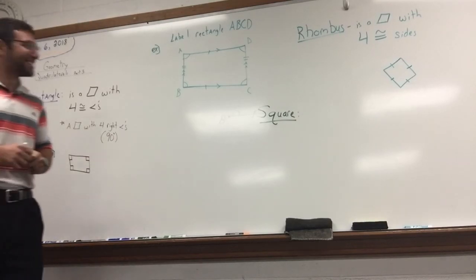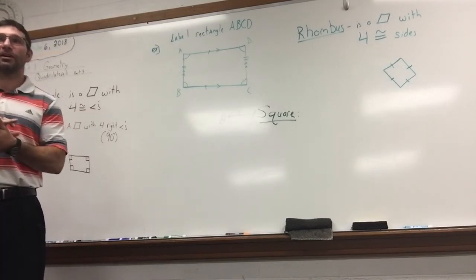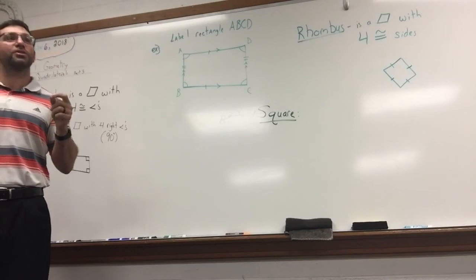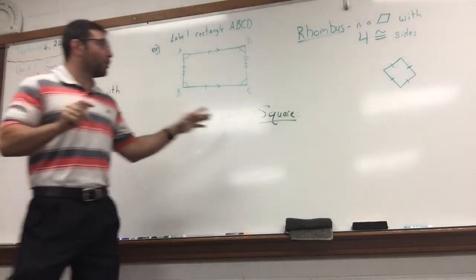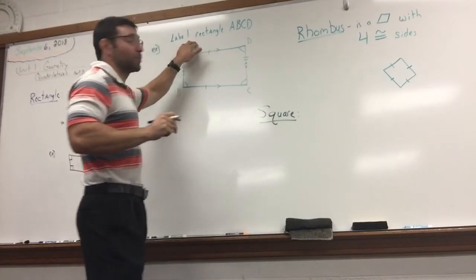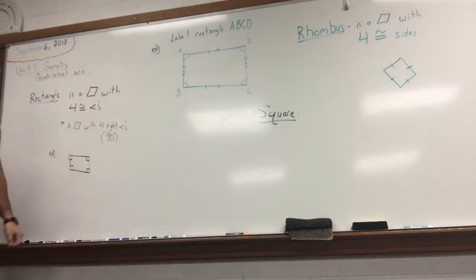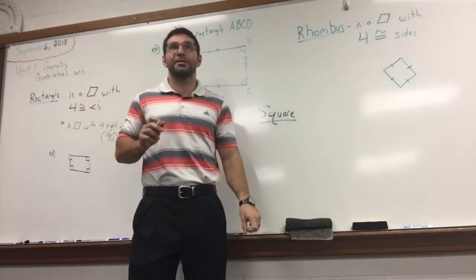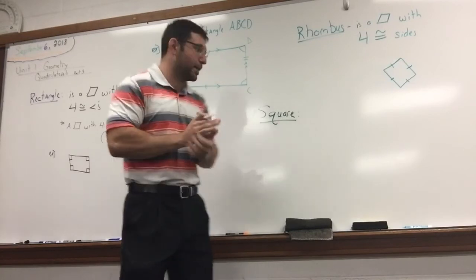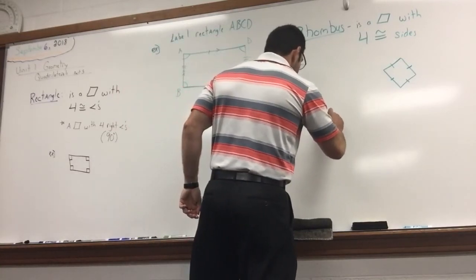Yeah, okay. So, a square. Here's the key word in square. The key word is going to be and. We know a square is also a rectangle. A rectangle is a parallelogram with 4 congruent angles. We know a square is also a rhombus, a parallelogram with 4 congruent sides. To be a square, it is a parallelogram.